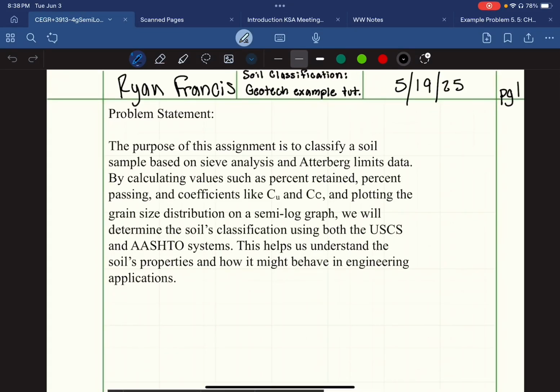This is going to be a video of soil identification and soil classification, with some tips and tricks on how to do this problem. Let's dive straight into this. This is an example problem and a soil I engineer myself.